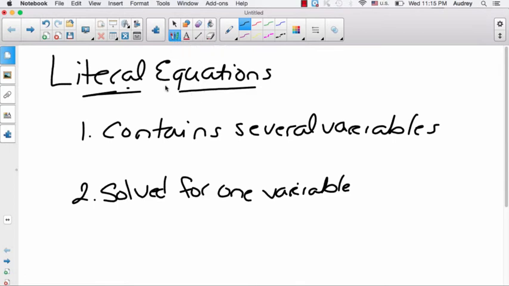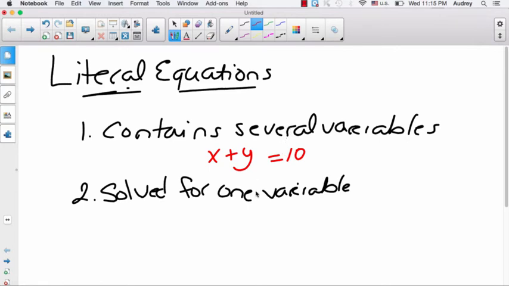All right, so let's first talk about what literal equations are. Well, literal equations contain several variables, all right? And we know that a variable is an unknown number. So let's say, for instance, I came up with this equation: x plus y equals 10, all right? That is an equation. We have two unknown variables, several variables, right? And it's equal to something. In this case, it's equal to 10. Okay, now, so we have satisfied this first portion of our requirements for a literal equation.